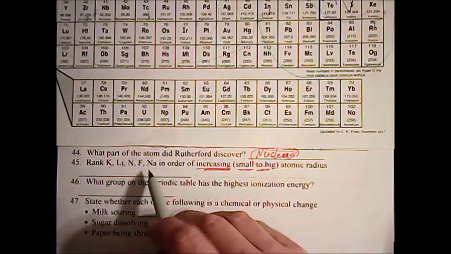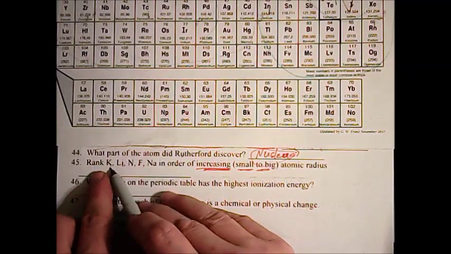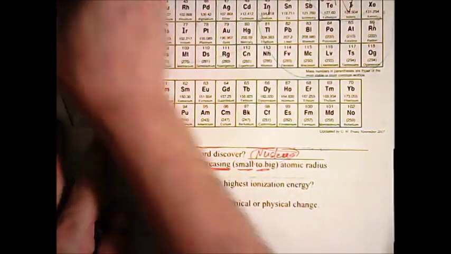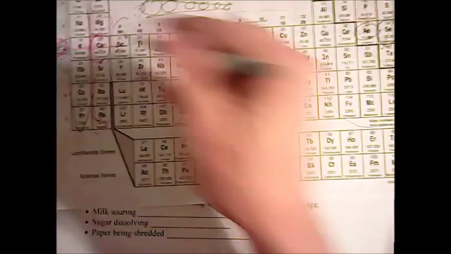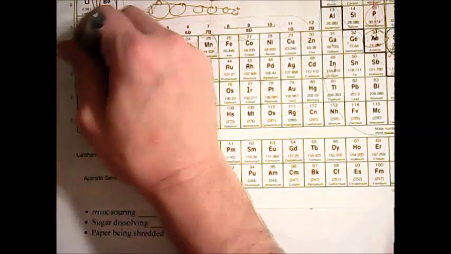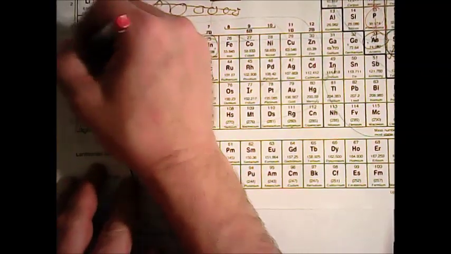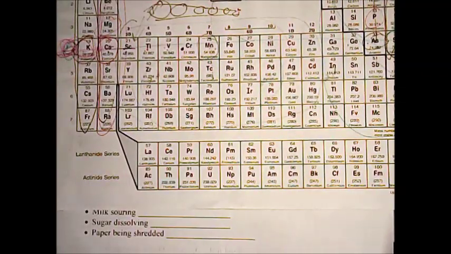So let's take a look at our list. We've got K. Let me see if I can find a new color of pen. I'm running out of pens. I've got K right here. I need a new pen. Angela, can you get me a marker? A big one? Highlighter? Anything really big.